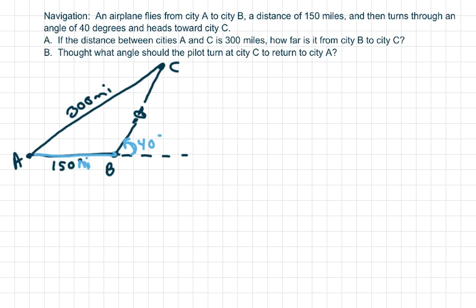If the distance between cities A and C is 300 miles, we want to know how far it is from city B to city C. So we want to know what this is. Well, the first thing I'm going to do is find this angle with the supplementary angle theorem. So I know this is going to be 140, because 140 plus 40 is 180.